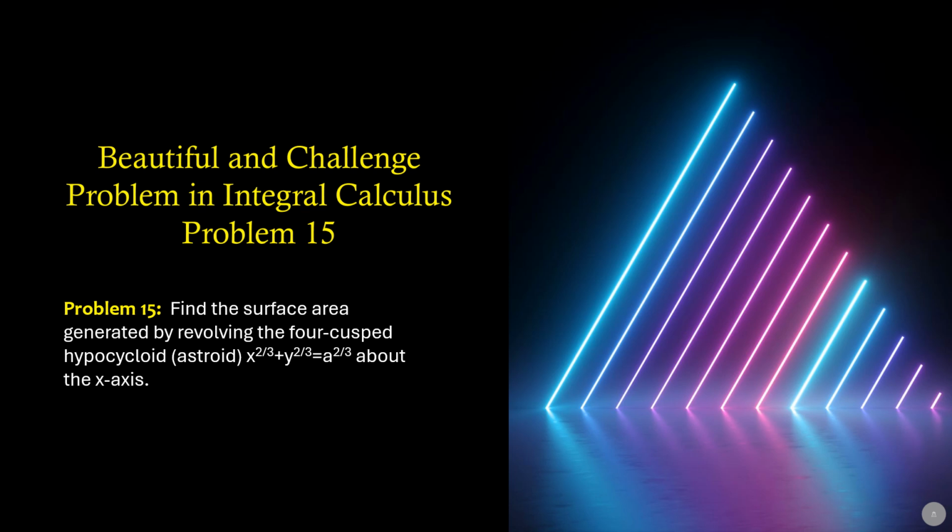Dear engineers, subscribers, viewers, and students, here is another beautiful and challenging problem in integral calculus, and this is problem 15. It is about finding the surface area generated by revolving the four-cusped hypocycloid, or what we call the asteroid, with equation x to the 2/3 plus y to the 2/3 equals a to the 2/3 about the x-axis. I presented two solutions here, one using algebra and the other using the parametric equations of the four-cusped hypocycloid, which is x equals a cosine cubed theta, y equals a sine cubed theta.